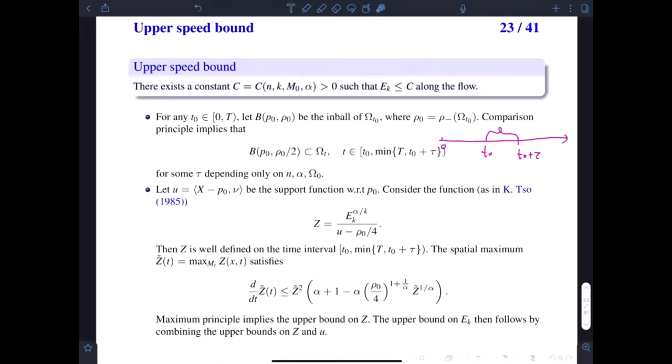And from this inequality, we can apply the maximum principle to conclude that z is bounded from above by a constant. Then the upper bound on the E_k follows from the bound on z and also the upper bound on u, because u is bounded from above by the outer radius. The outer radius bound was already proved on the previous page. So now we get the upper bound on the E_k.